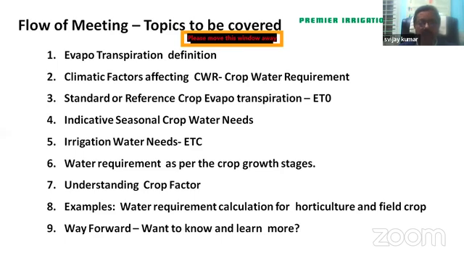And finally, we will conclude with the water requirement calculation for a horticulture crop as well as for a field crop. And also I am just throwing open to the session what is the way forward. If you want to learn more on water requirement, what is it that you have to do.